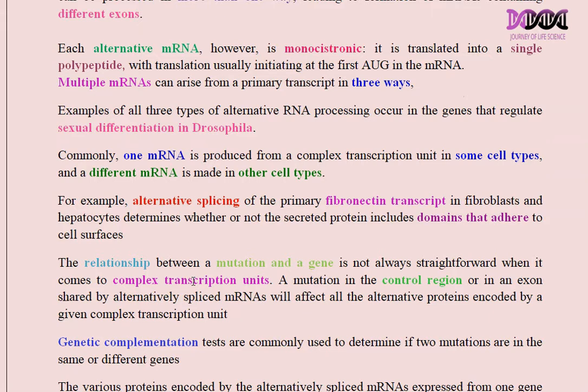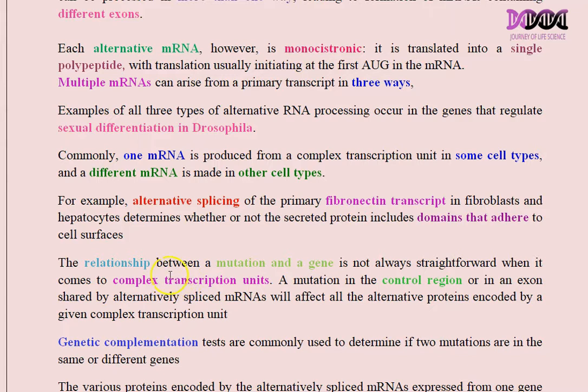So the relationship between a mutation and a gene is not always straightforward when it comes to a complex transcription unit. For example, a gene may be mutated at the regulatory sequence or at the coding sequence. If the coding sequence is changed, the amino acid sequence will change. If the regulatory sequence is mutated, what will happen? The regulatory region may be unable to be recognized by the RNA polymerase and there is no transcription, or else sometimes the transcription may occur in a different way.